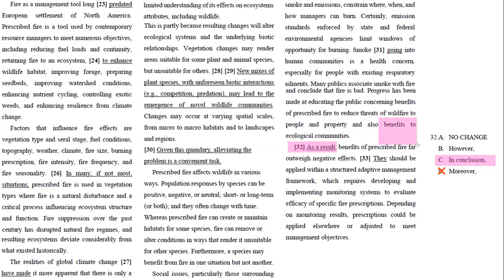Here, this is not talking about the benefits. This is talking about educating the public about the benefits. So I'm not going to use "moreover" because this is not talking about the benefits, it's talking about educating the public. So I'm not just adding information about benefits. This is talking about educating the public, and this is talking about the benefits. So we're not going to use addition here. We're not going to use "moreover."